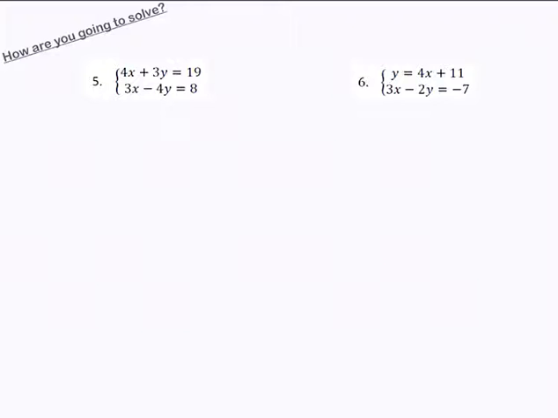So let's go ahead and take a look at number 5. So again, I notice that it's in standard form, and I notice that I have the same number with opposite signs.